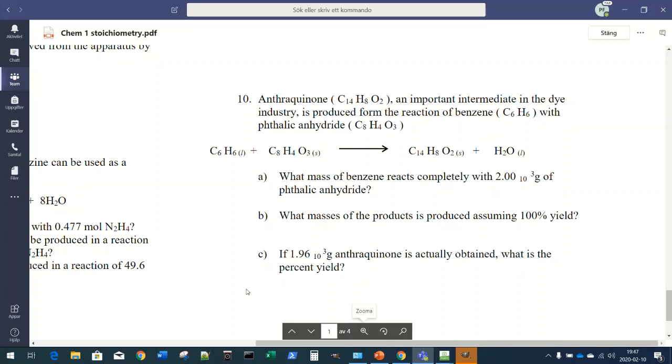And the first part of the question says, what mass of benzene reacts completely with 2.0 times 10 to the 3 grams of phthalic anhydride? So 2,000 grams. And part B says, what masses of the products are produced assuming 100% yield? So those are the two products, anthraquinone and water. And then part C says, if 1.96 times 10 to the 3 grams of anthraquinone is actually obtained, what is the percent yield? Okay, so this is a three-parter, and you have to do all three parts to get to C. So let's look at how we might solve that problem.